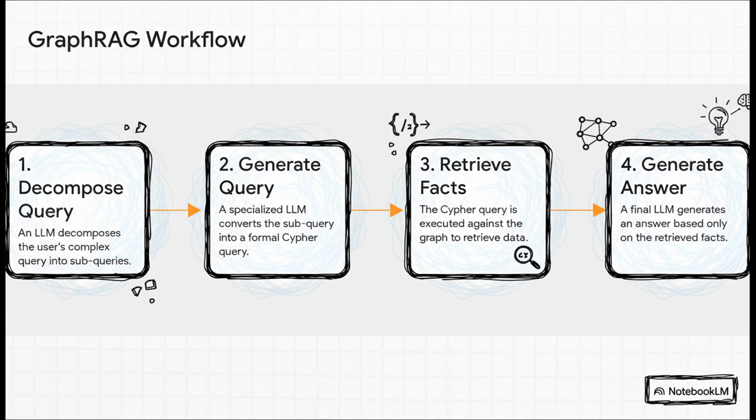Basically, the LLM is the smart question asker. The graph acts as the fact checker, retrieving hard, factual data. And then the LLM takes that reliable data and crafts a beautiful, accurate, hallucination-free answer. It's the best of both worlds.